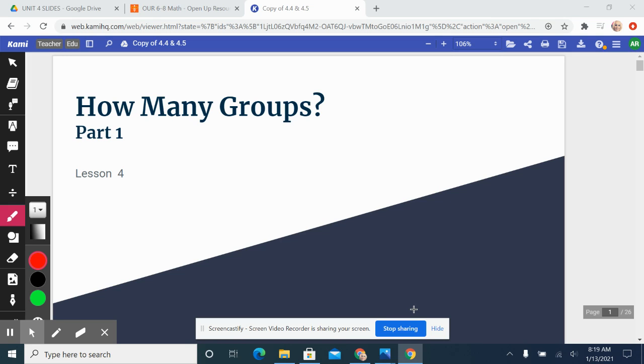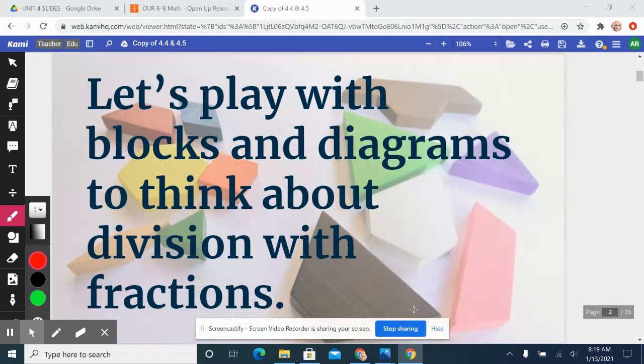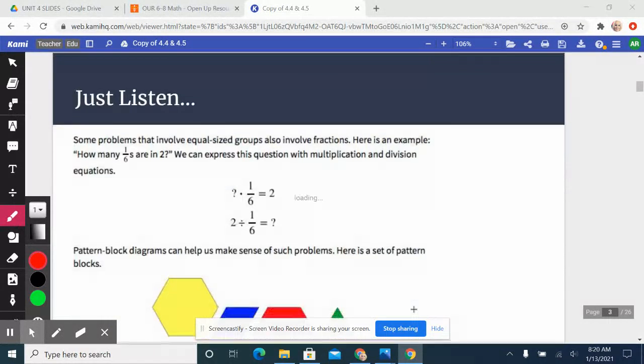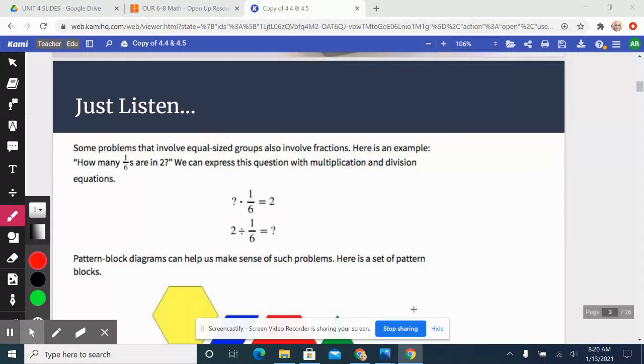Right, so today we will be doing lessons 4 and 5, and we'll be dealing with how many groups. So we'll start with lesson 4, and we will be dealing with blocks and diagrams, and this will help us with learning about division with fractions. So you're just listening right now.